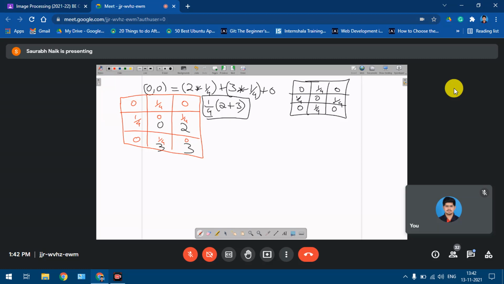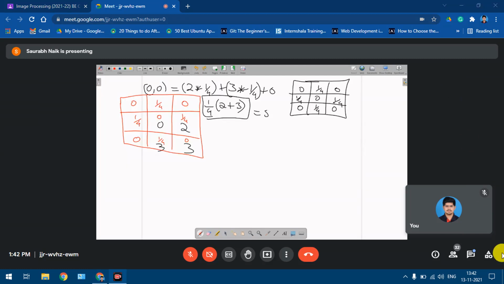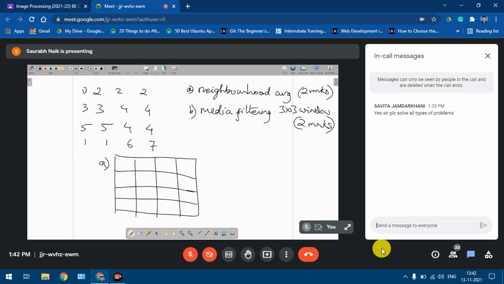So the answer of this will come as 2 plus 3, that comes to 5. 5 divided by 4, that will come to 1.2, so rounding this to 1. So this pixel over here, 0, 0, will have the value 1.